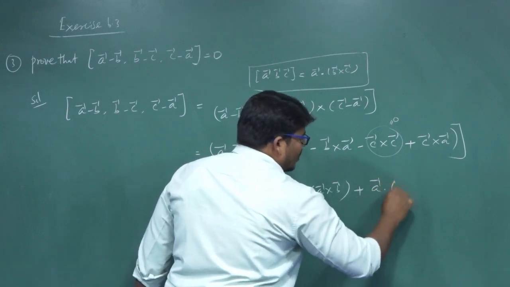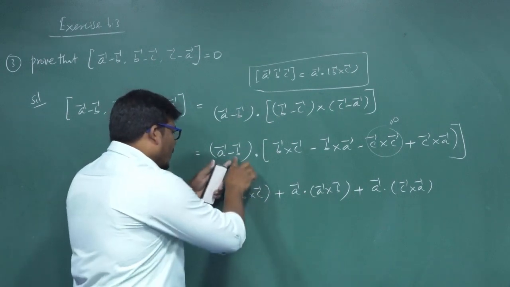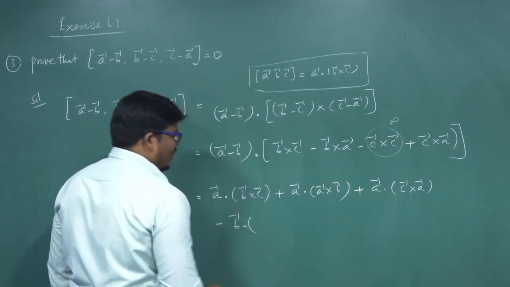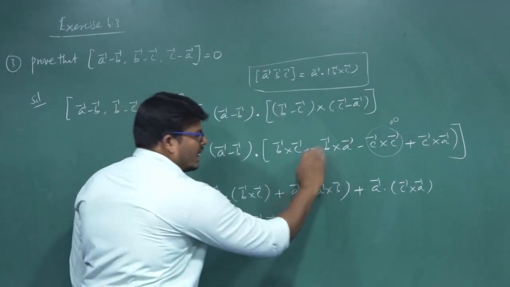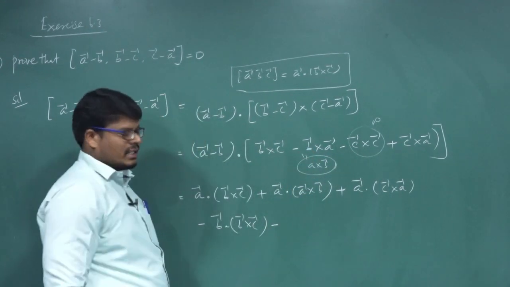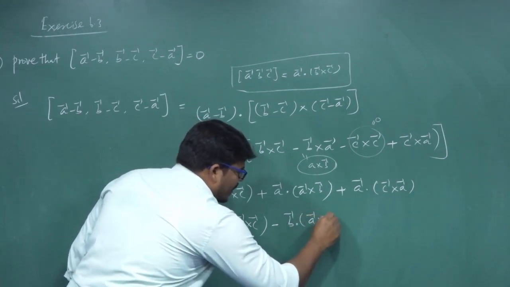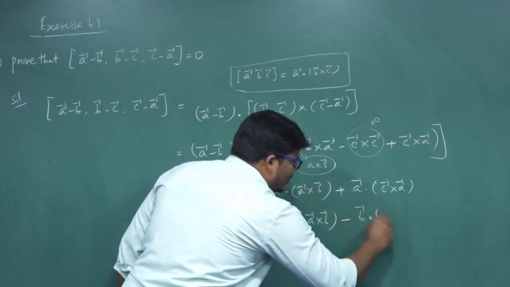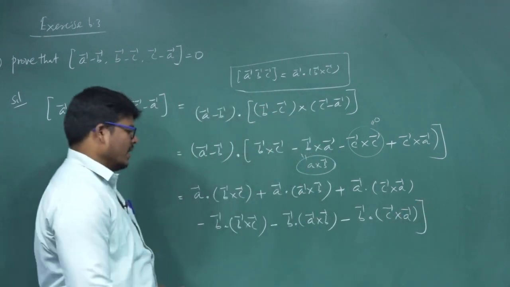The next one, plus A vector dot C vector cross A vector. The next one, minus of B vector dot B vector cross A vector, which after the interchange is plus A vector cross B vector. This result equals A vector cross B vector. The next one, B vector dot A vector cross B vector. Next one, minus B vector dot C vector cross A vector.